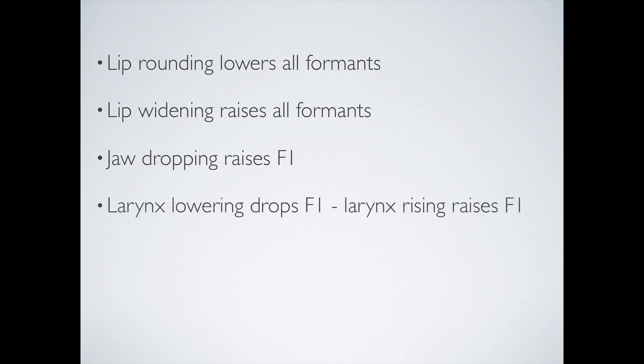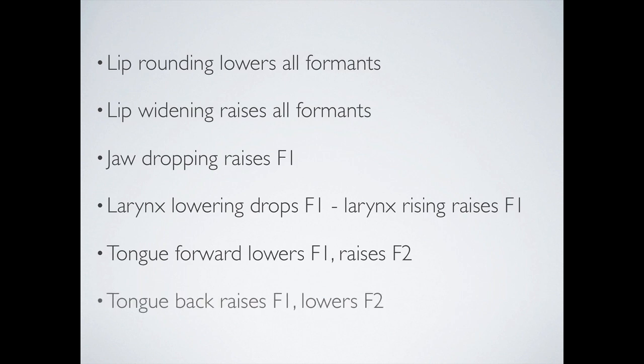And speaking of the larynx, if we lower it, it drops the first formant. If we raise it, it raises the first formant. The larynx is a great way to control that. That's why we want to be careful as we approach the major transition that the larynx is not rising because it's hooked up to the second harmonic and therefore pulling chest. The tongue moving forward will lower the first formant and raise the second. The tongue moving back will raise the first formant and lower the second.